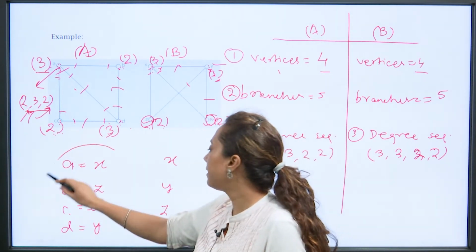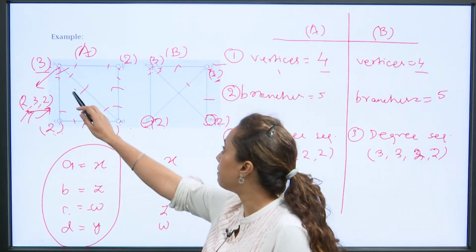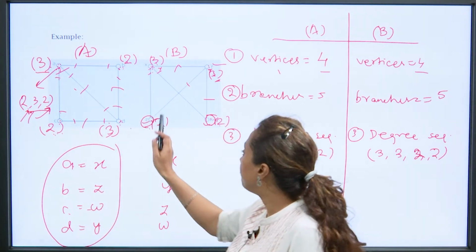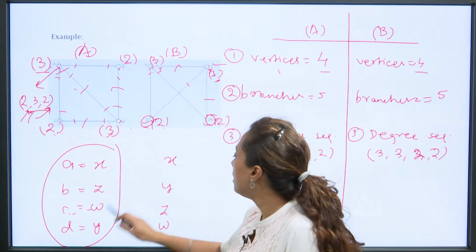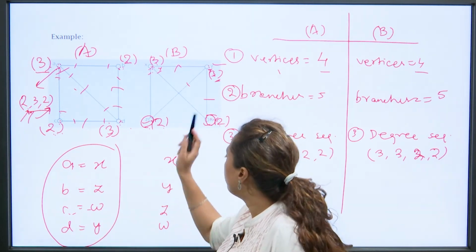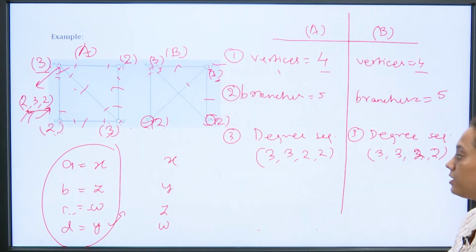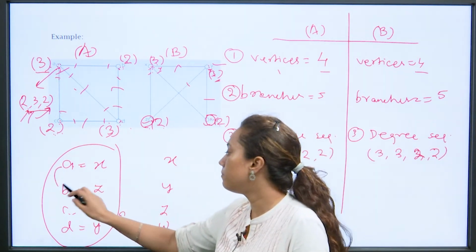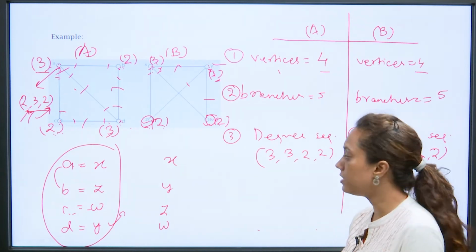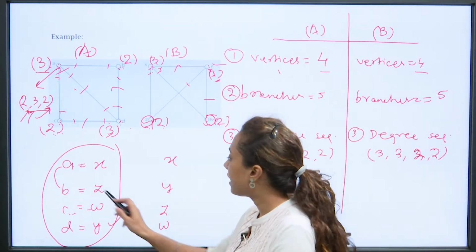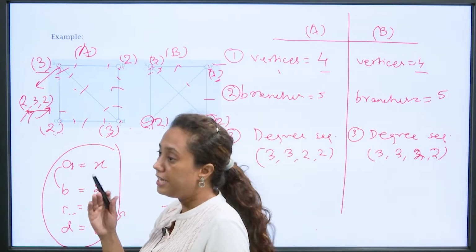So, this is the mapping that happened. A is getting mapped with X, B is getting mapped with Z, C is getting mapped with W and D is getting mapped with Y. So, this is the mapping that happened. Now, we will see whether the branches between the nodes also have the same sequence or not, means A and B, do they have any branch or not.